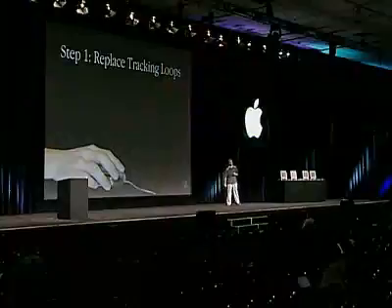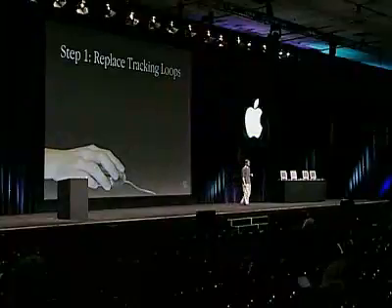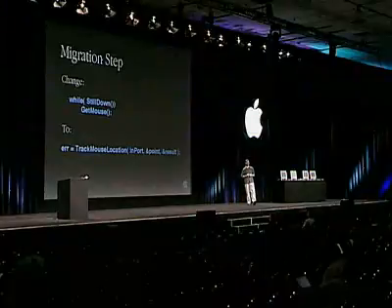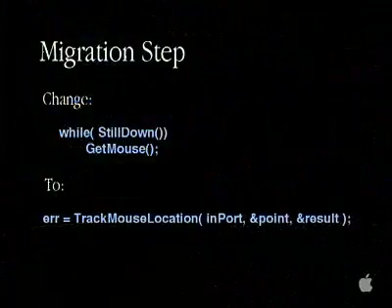So step 1, replace your tracking loops. Like I mentioned, traditionally, when the user clicks on the mouse button and you want to track that, you would call while still down, get mouse. Now what this does is it sits in a tight loop, polling the hardware to see where the mouse location is.